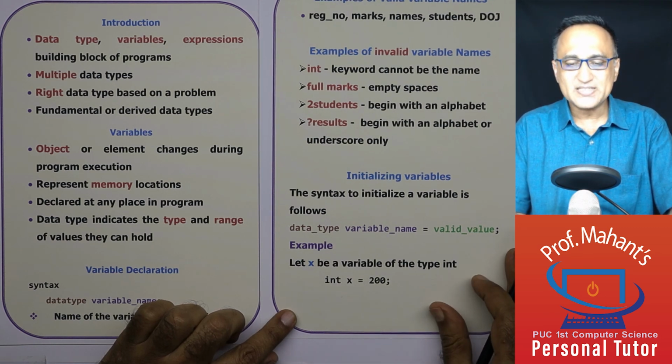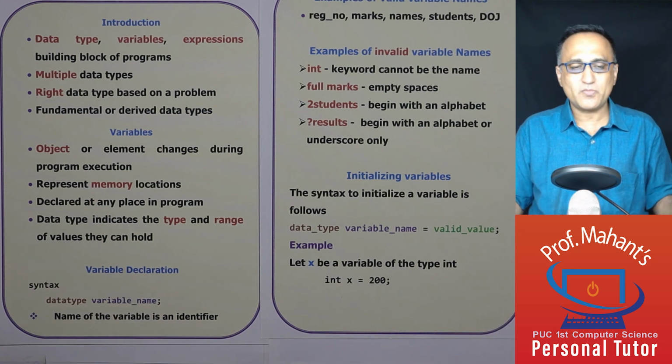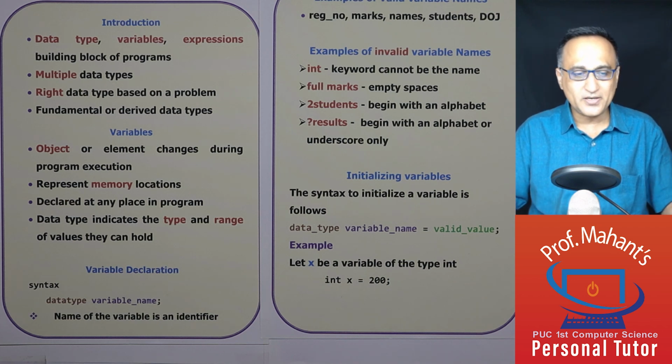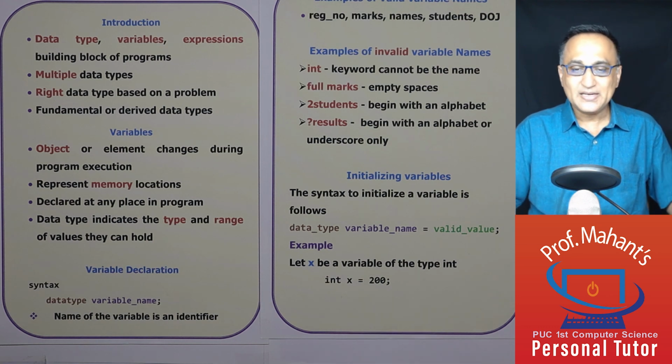It makes no sense. So I hope you have got a decent introduction to what is data. What do you mean by data types? Why are they important? They're important because they tell you what type of values a variable can hold and what the range of those values is. How do you declare data using this kind of sample? Then what are examples of valid names and invalid names?